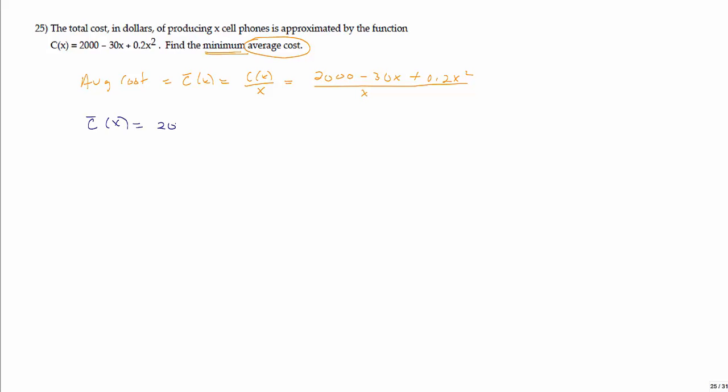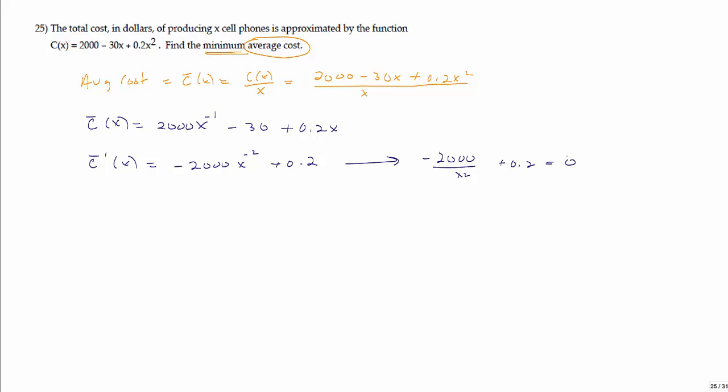So I have 2,000 x to the negative 1 minus 30 plus 0.2x. And so now when I take the derivative, I'm using my basic derivative rules. So negative 2,000 x to the negative 2 plus 0 plus 0.2. Now I will set this equal to 0 so I can find my critical numbers. So we have negative 2,000 over x squared plus 0.2 equals 0.